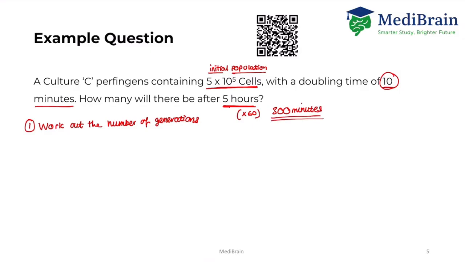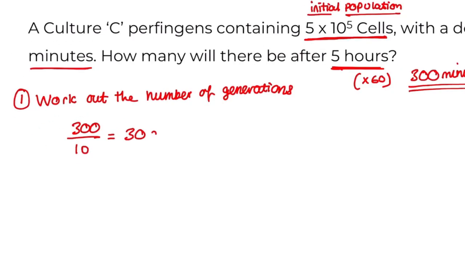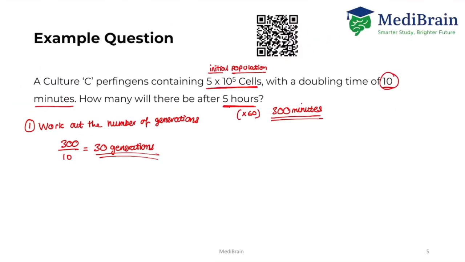So we know that there is a doubling time of 10 minutes, and we need to work out the population after 5 hours. In 5 hours, there are 300 minutes. So how many generations are going to go past? You have to do 300 divided by 10, and that gives you 30 generations. So that's the first step that you would do. And normally if this is worth 2 marks, that will be worth 1 mark. Now in biology, maths questions are worth very few marks, even though they're very difficult.